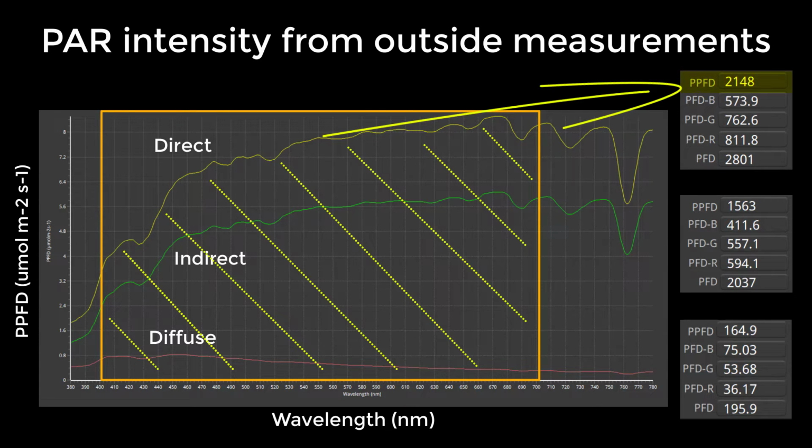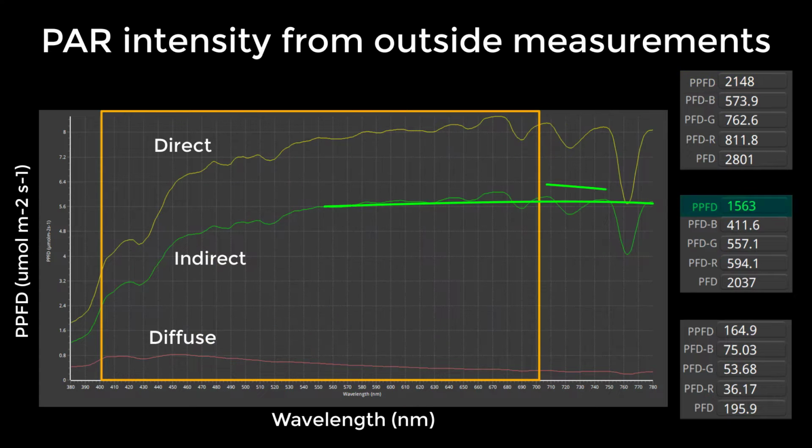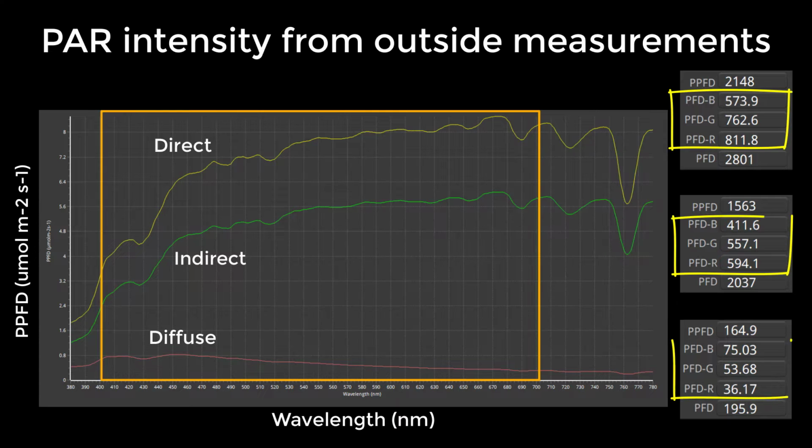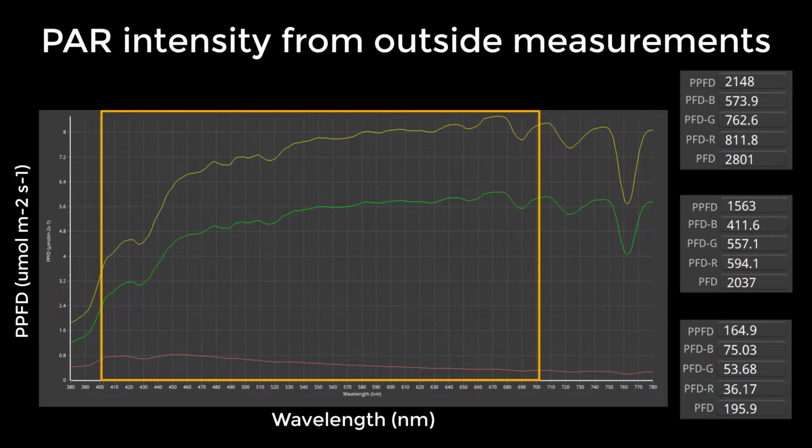So for example, we do this for the direct measurements, and we can do the same for the indirect and diffuse measurements and have light intensity measurements for each of these. And we have some additional spectral information here. In these yellow boxes, you can see that the light intensity, or the PFD, has been broken down into the blue, green, and red wavebands. And if I were to sum these three values up, I'd have the same intensity for the entire PAR waveband.